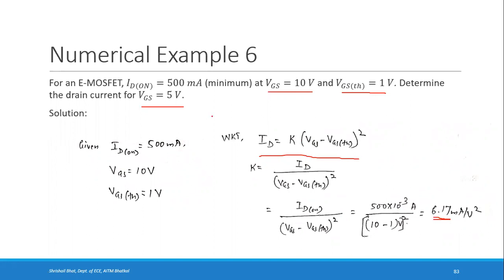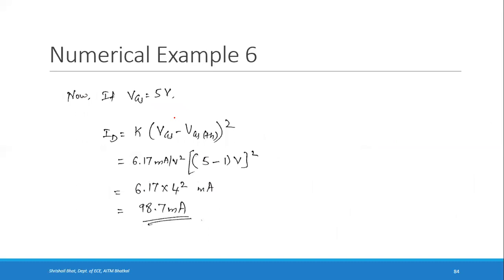Now you have to find ID. You have to use this equation again. Use the value of K, and substitute VGS as 5 volts. VGS threshold is 1 volt. Get the value of ID. So if VGS is 5 volts, K is 6.17 milliamps per volt square multiplied by VGS minus VGS threshold. VGS is 5, VGS threshold is 1. 5 minus 1 is 4 volts square.